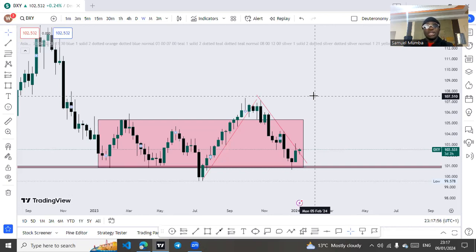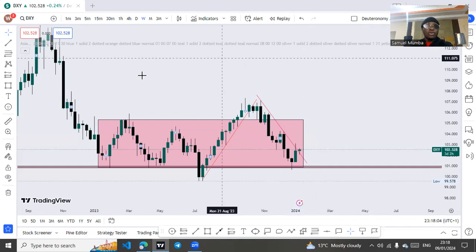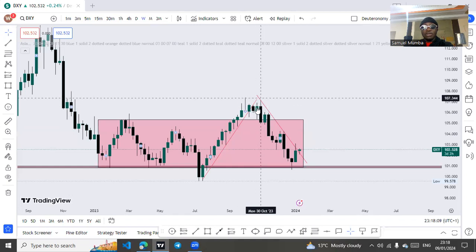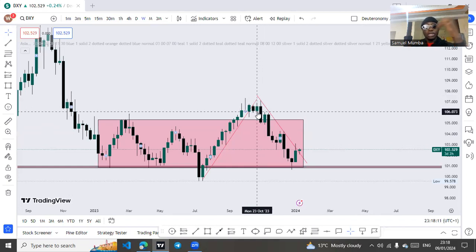But we know that the market is supposed to grab liquidity. If you know where liquidity is, then you know where the market is supposed to go. So we have this imbalance here. Then we have liquidity here, then we have liquidity here. I'll make a video about liquidity later on.